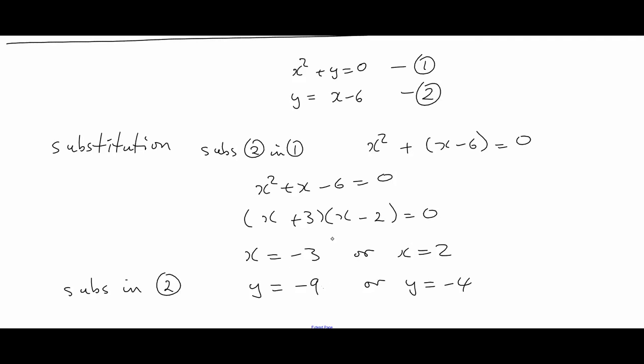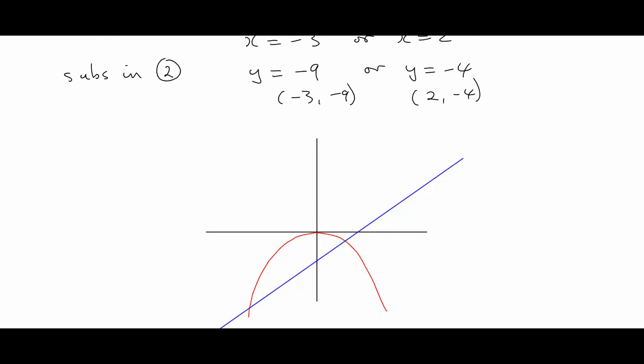If we were to plot the graphs, minus 3, minus 9 and 2, minus 4. So the graph of these two equations in this case will look like this. The red graph is the parabola and the blue graph is the line, and we have the 2 points here, minus 3, minus 9, and here is 2, minus 4.